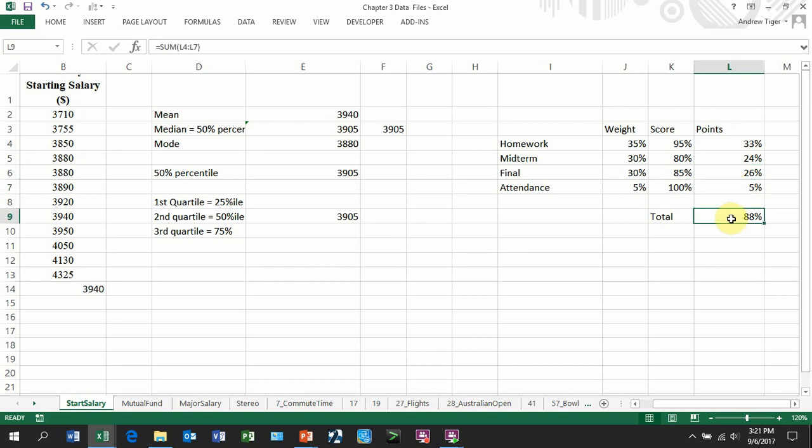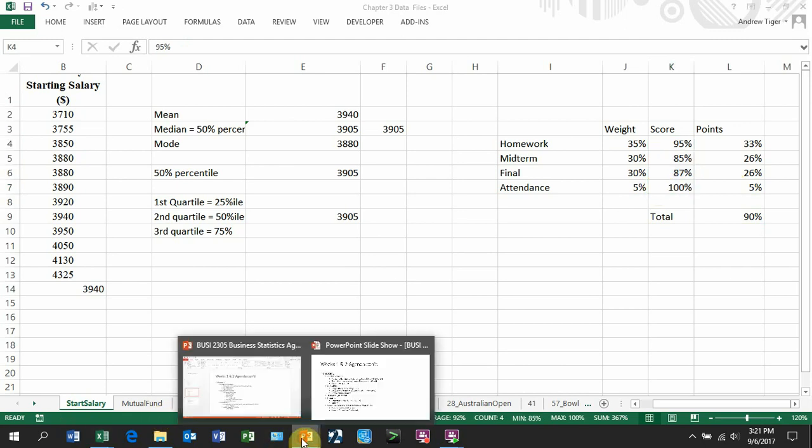So how could I pull that up to an A? Well, maybe if I could somehow bump this up to an 85, that gives me there. Maybe the final, make that an 87. Look at that, I can get to an A. So that's what a weighted average is. It's a weight against some number.